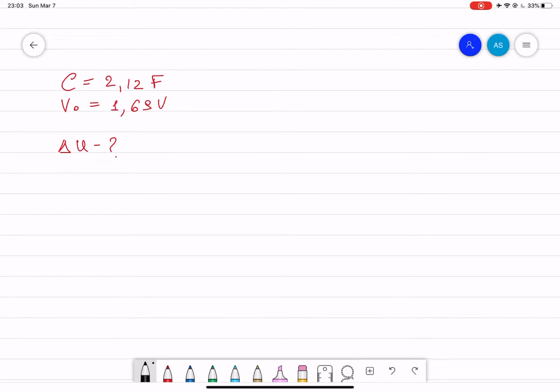A capacitor with capacitance of 2.12 farad is charged to a potential of 1.69 volt and then discharged through a resistor. When it's discharged by half of its initial charge, so I would say that its Q final is equal to the Q initial divided by 2. How much energy is delivered to a resistor? So you have to find delta U. Now the delta U is equal to the U initial minus U final.